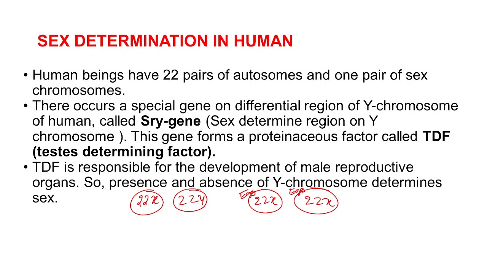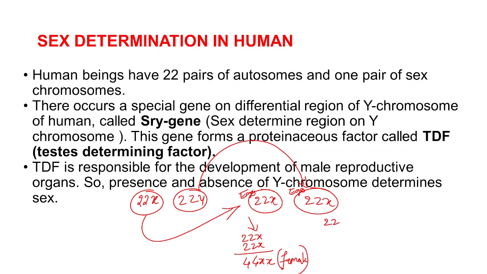If the sperm having 22+X fuses with the egg, it will lead to the formation of 22+X and 22+X, which will lead to the formation of 44+XX, and this will develop into a female because there will be no presence of Y chromosome. And if another sperm having Y chromosome fuses with the egg, it will lead to the formation of 22+X and 22+Y.